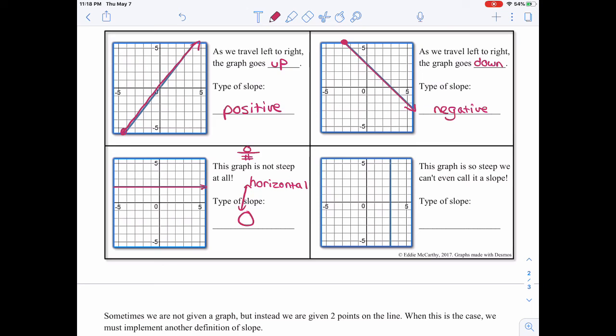And for our last one, this graph is so steep we can't even call it a slope. And the reason for this is, clearly we have a vertical line, so our rise is always increasing. It's always going up. So we technically have some number over 0. It's never running, okay? And you can never have a 0 in your denominator, okay? So because you can never have a 0 in a denominator, this type of slope is what's called undefined, okay? And that's true for all vertical lines, okay? So if you want to write that down.